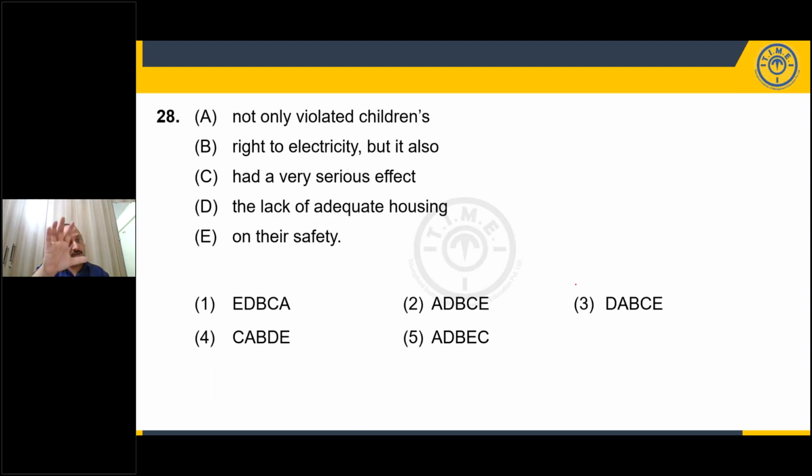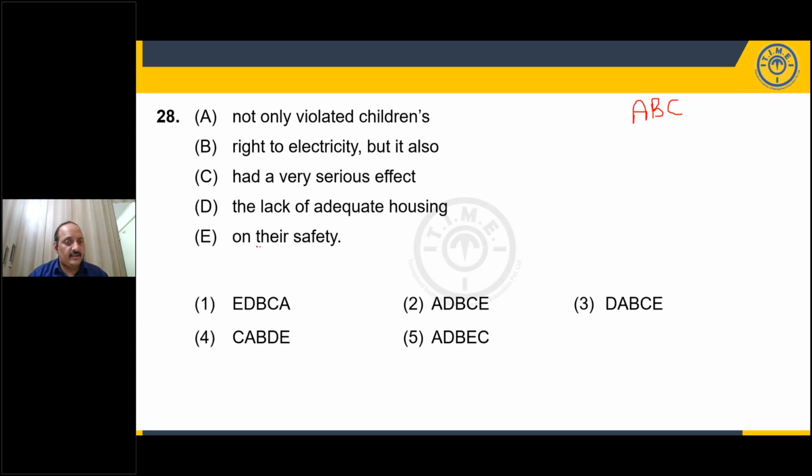The 28th one, let's do it without options, logically. Not only violated children's right to electricity, but it also. Now as we know, not only but also is always a group. So no matter whatever I do, A and B have to come together. So not only violated children's right to electricity, but it also had a very serious effect. So ABC also seems to be together. The lack of adequate housing on their safety.